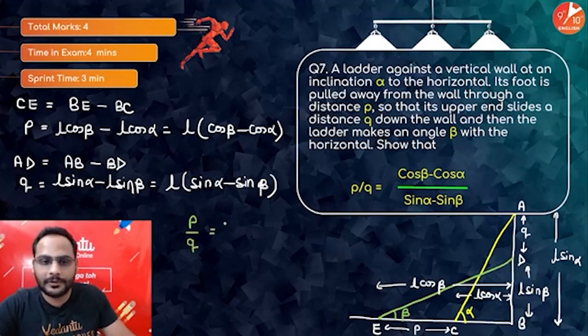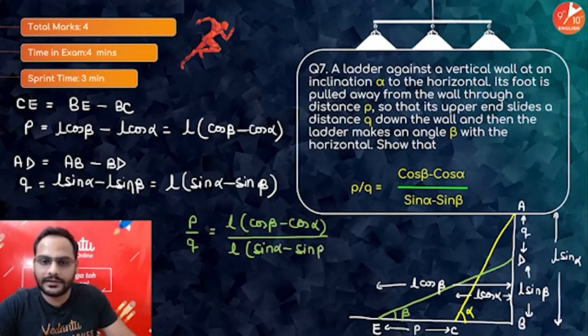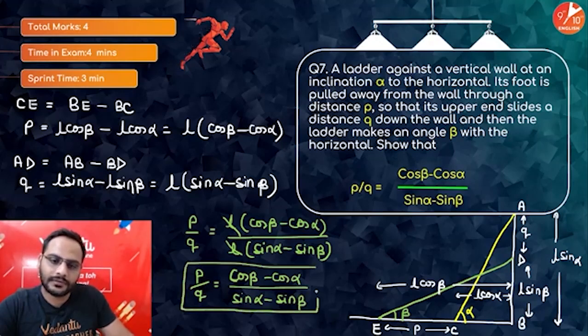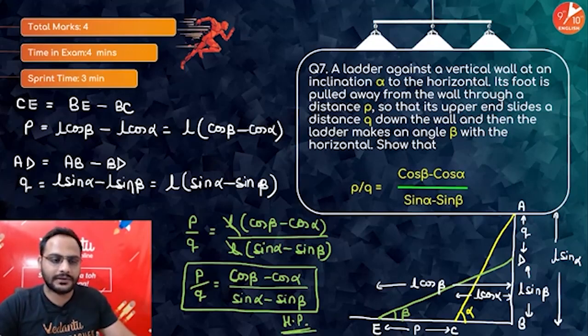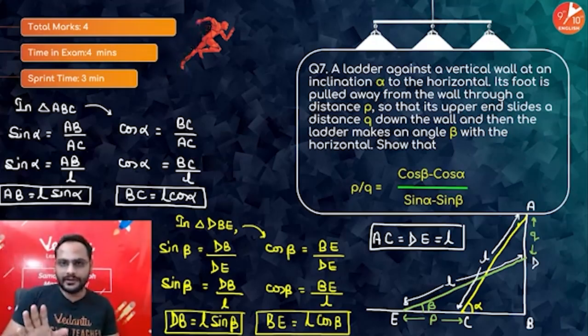So P upon Q will be L times of cos beta minus cos alpha divided by L times of sin alpha minus sin beta. L to L got cancelled and hence proved, P by Q is equal to cos beta minus cos alpha divided by sin alpha minus sin beta. Alright, a very good question. This is a really good question, although it is not very difficult.